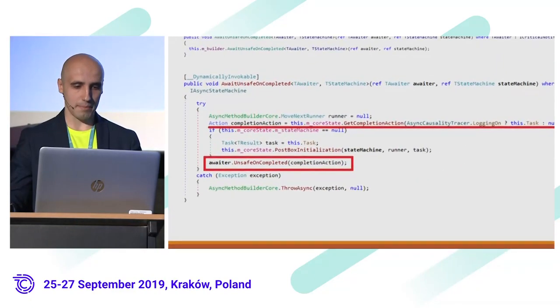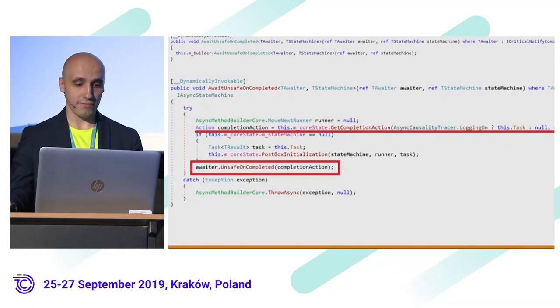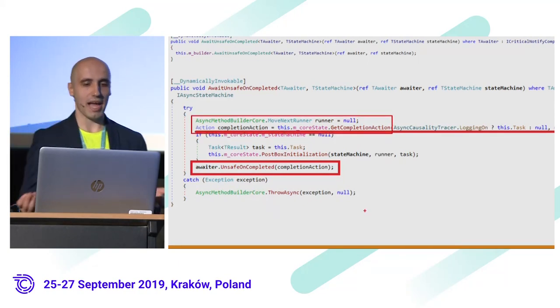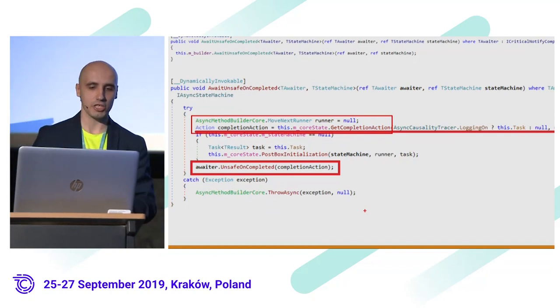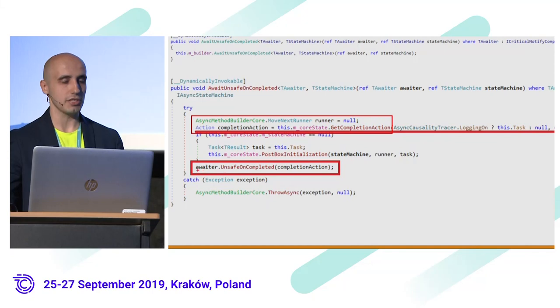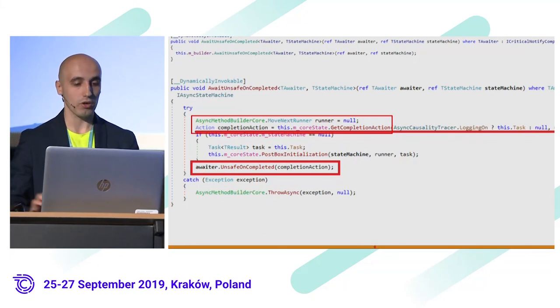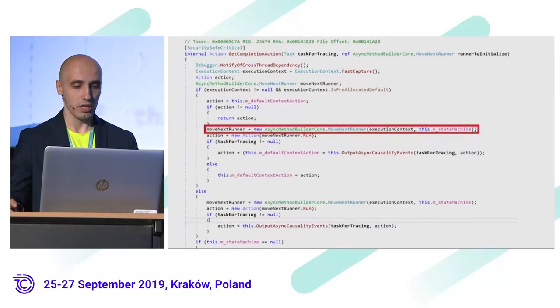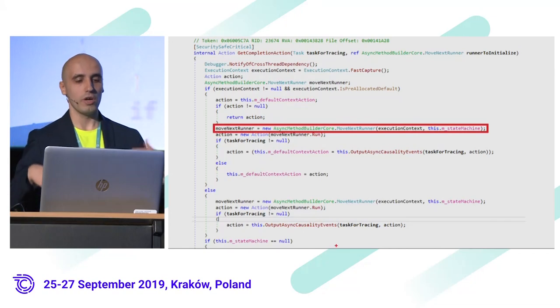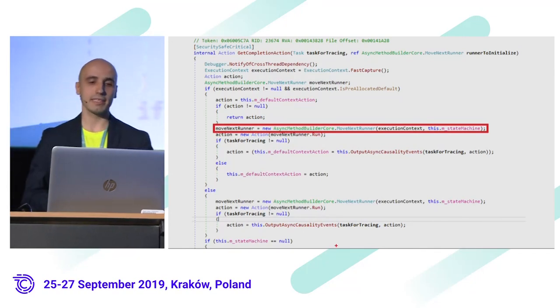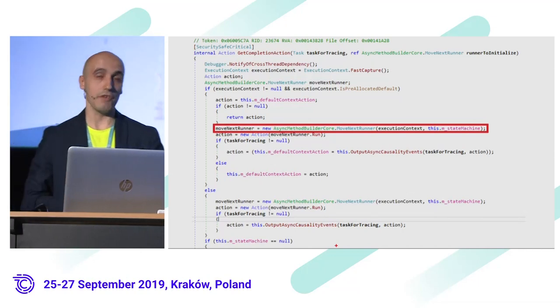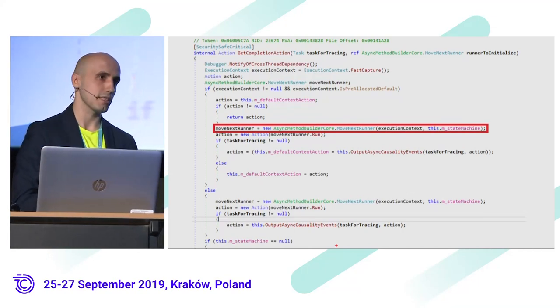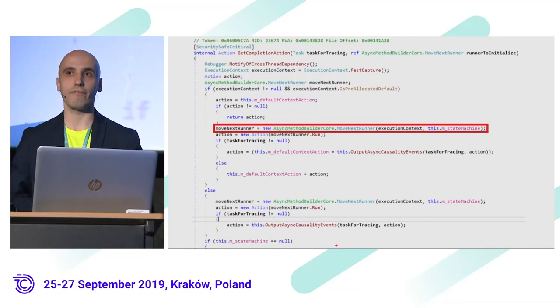When we start debugging or decompiling this, first we create an action called completion action, where we call the method GetCompletionAction, and then this action is injected into the awaiter. We call awaiter UnsafeOnCompleted with this action. So let's see what it means. GetCompletionAction goes through the new AsyncMethodBuilderCore and gets the MoveNextRunner. If you recall, the way we started executing our async method was by calling the method MoveNext. So this is probably something similar to it.